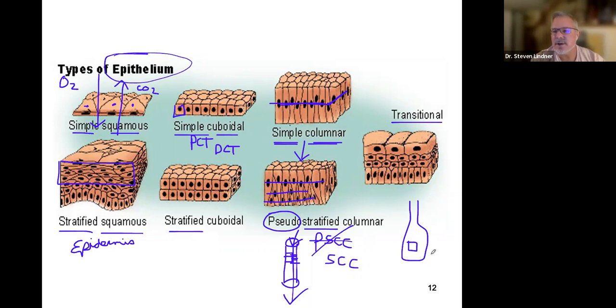So if this is the urinary bladder or any part of the urinary tract, it can be inflated, right? The urinary bladder can be filled, or there could be nothing in it at all, and then it changes its shape. So the cells can alter in their shape. We call them transitional cells. We find that anywhere in the urinary tract.